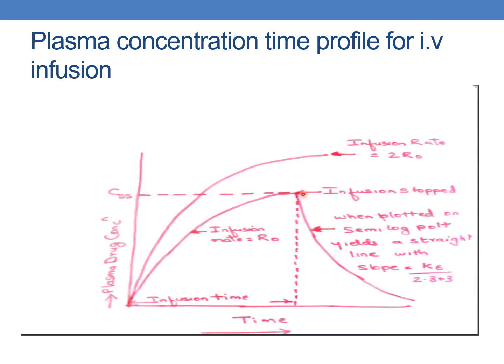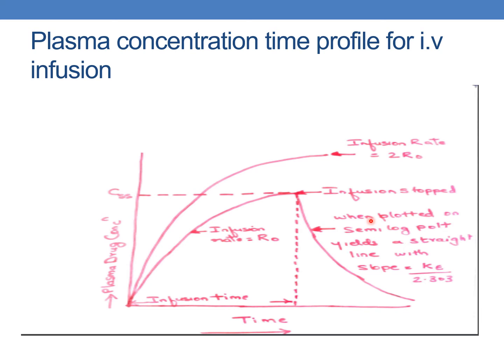So this is the plateau phase at which rate of input is equal to rate of output, and this concentration is called steady state concentration. This is a regular plot, and when plotted on a semi-logarithmic plot, it yields a straight line whose slope is equal to minus Ke by 2.303. By plotting on a semi-logarithmic plot, we can calculate the elimination rate constant using its slope.